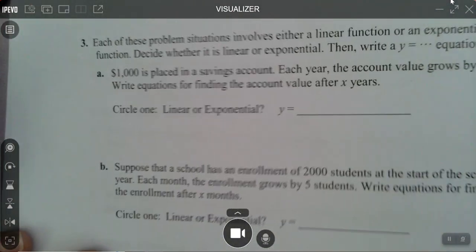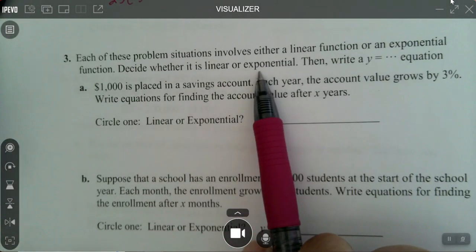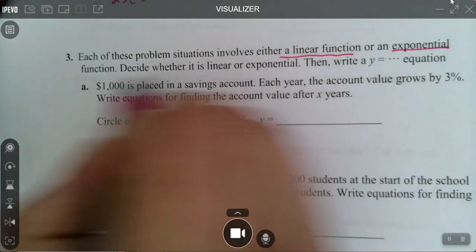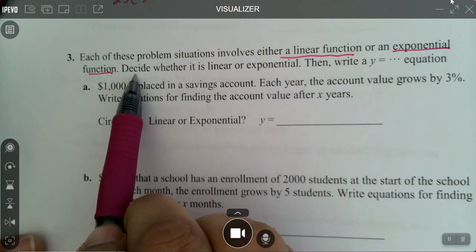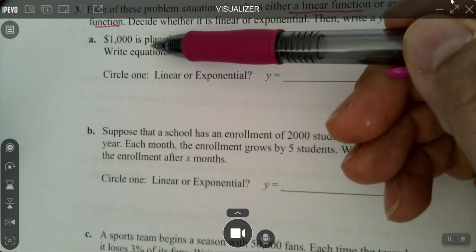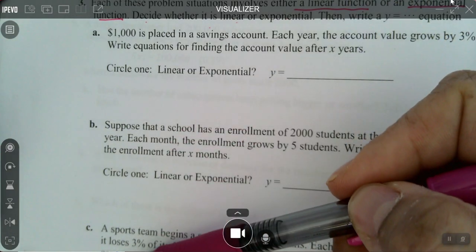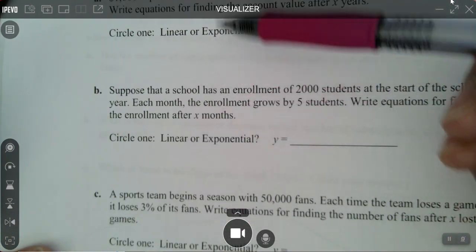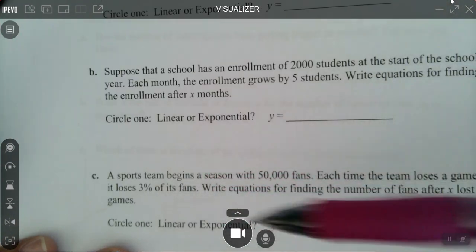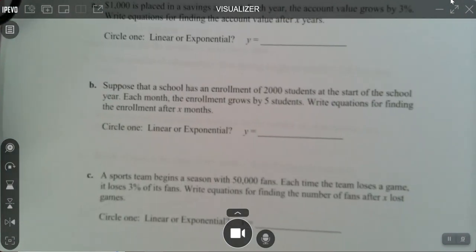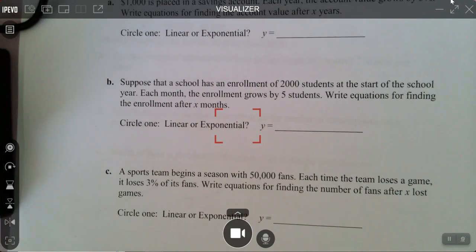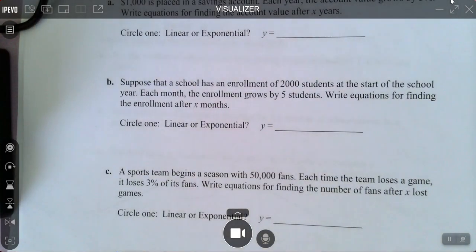All right, each of these problem situations involves either a linear function or an exponential function. Decide whether it's linear or exponential. Let's start with that. Read A, read B, and read C. And then circle one of these, circle one of these, and circle one of these. And then after I say 1 minute, 30 seconds, I'm going to call on 3 people. Miles will be one of them.